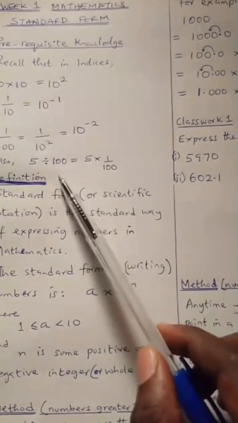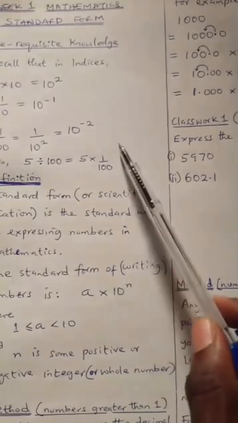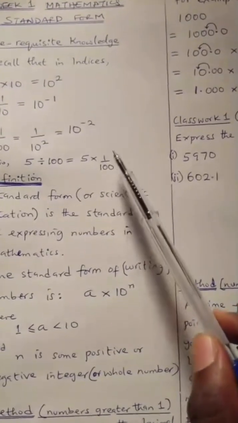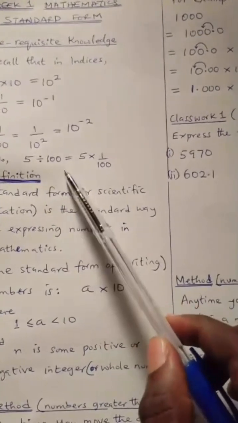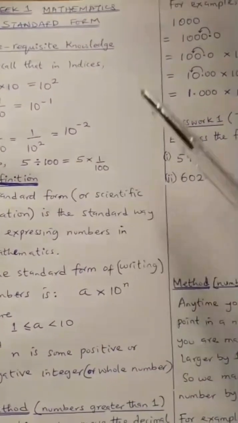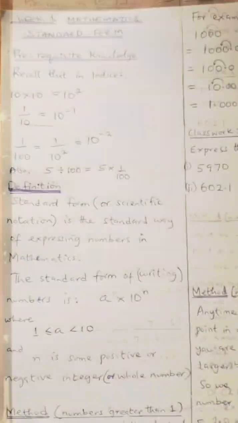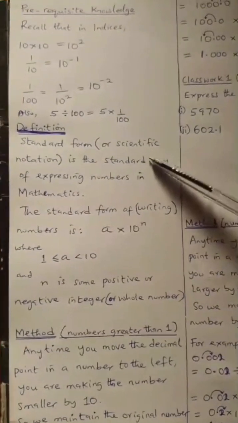So dividing by a number is the same thing as multiplying by the inverse of that number. That means 1 all over that number. Just like if you divide your age by 2, it's the same thing as multiplying your age by half. All right, so get that. So let's jump right into it.